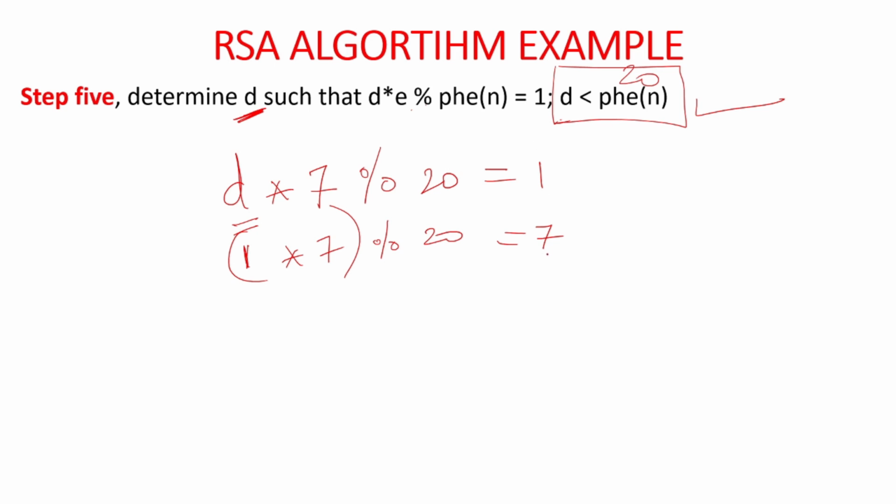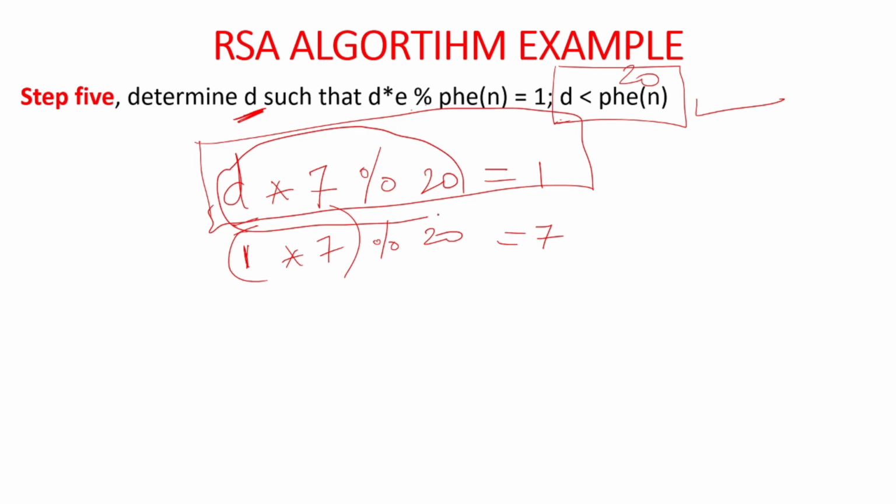It is not equal to 1. It is equal to 7. See, in the formula it is given: it should be equal to 1. The value of this, whatever you are calculating, should be equal to 1. But it is not 1. We got 7, right? So, D value cannot be 1.